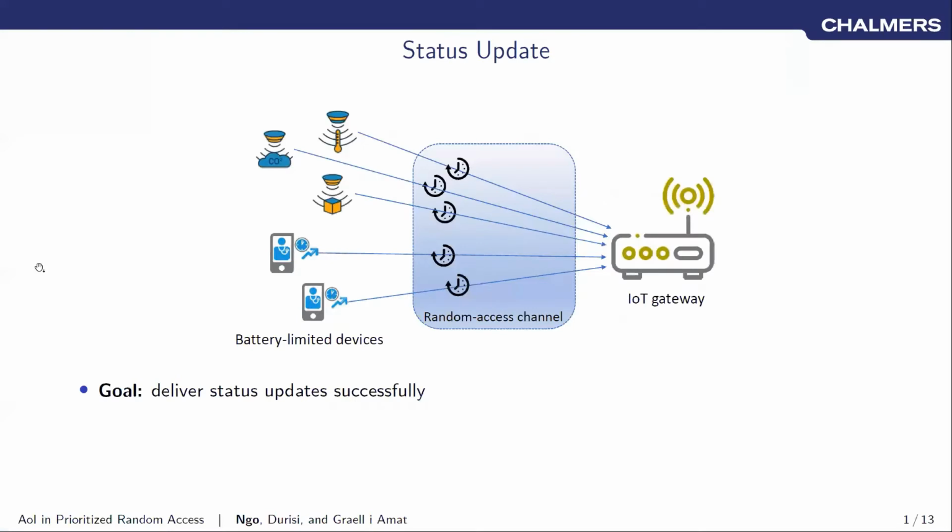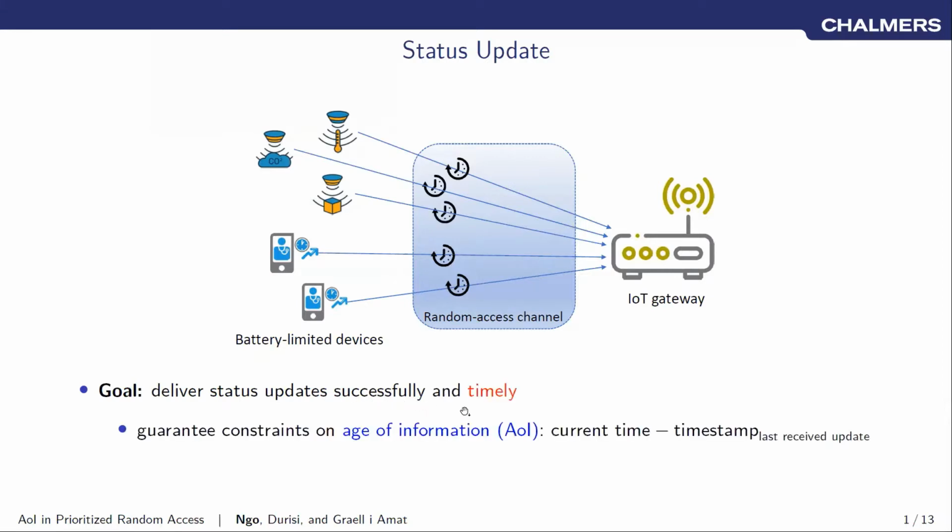In our work, we consider a status update system in which there are a number of devices, which can be sensors and health monitoring devices. They run on battery and they want to transmit status updates to a common receiver through a random access channel. The updates are timestamped to keep track of their generation time, and the goal is to deliver these updates not only successfully, but also timely to keep them fresh.